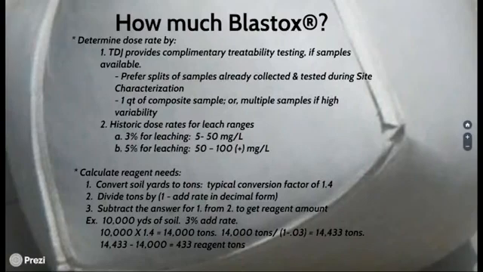If you have a high degree of variability, let's say we have areas where it's greater than 100 milligrams per liter and an area where it's less than 100 milligrams per liter, and it's a very large project, sometimes it makes sense to segregate those. You can hit one with, let's say, a 4 or 5% dose rate if it's greater than 100 milligrams per liter, and we can get down to 2 or 3% for areas that only leach 5 to 50 milligrams per liter. So if we have high variability and we want to optimize the dose rate, we would need a sample from each area, and about 1 quart of each sample.